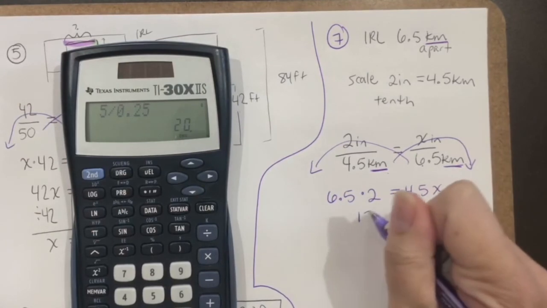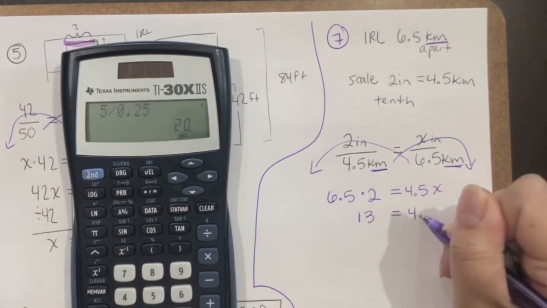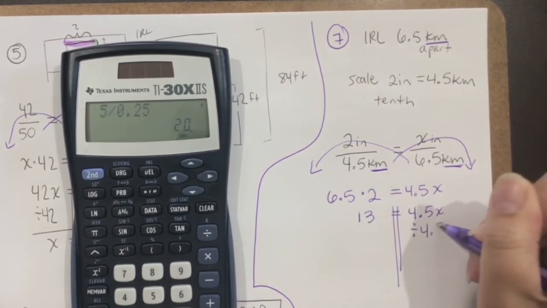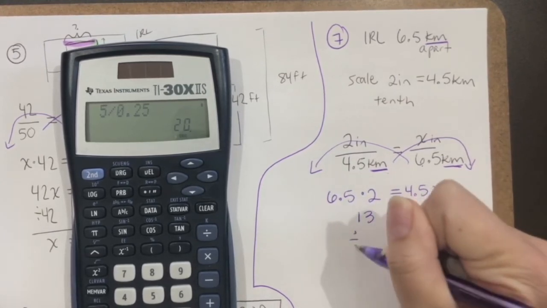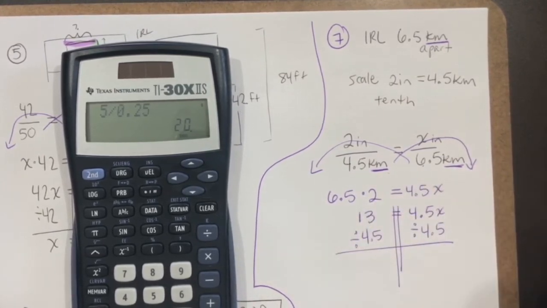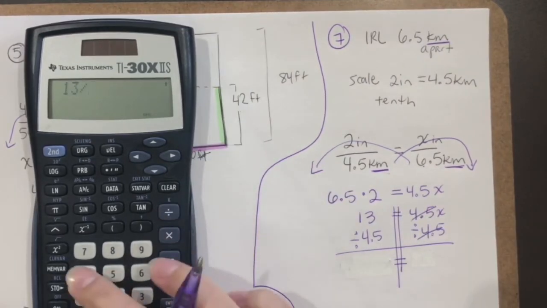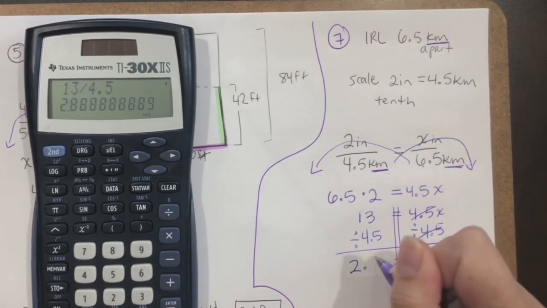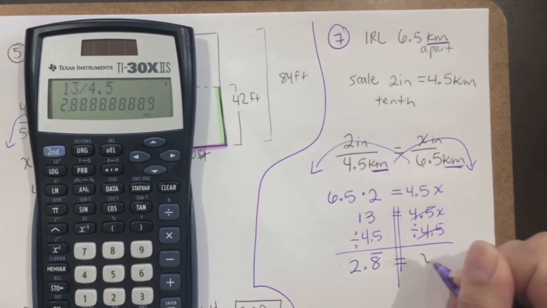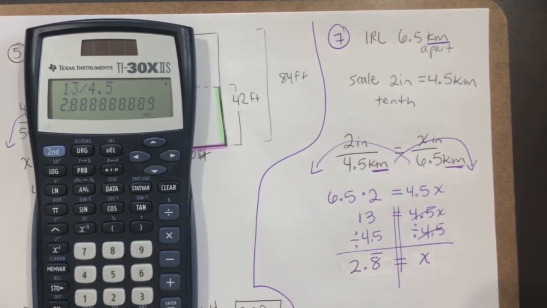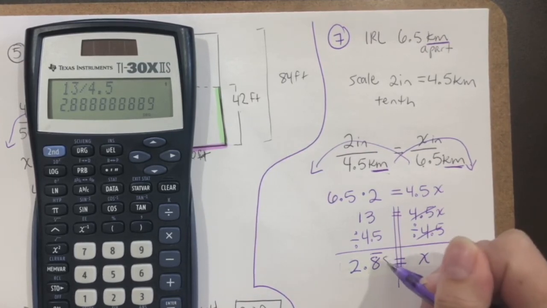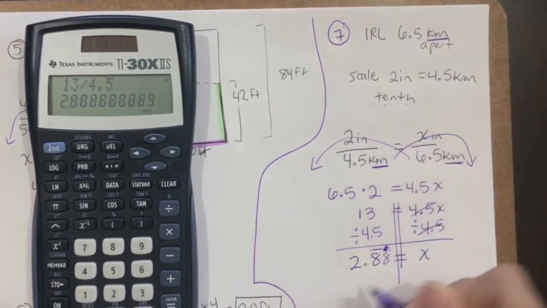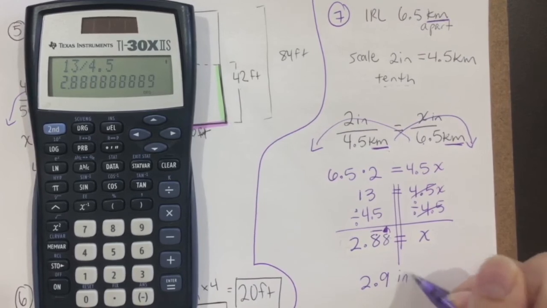6.5 times 2 is 13. And we'll just bring that down. We'll divide by however many x's we have, which is 4.5. Divide on both sides by 4.5. 13 divided by 4.5 is equal to 2.8 repeating. And then we just have x on that side, so 2.8 repeating. So the next 8 is going to cause this 8 to round up because we're rounding to the nearest tenth. So this is 2.9 inches.